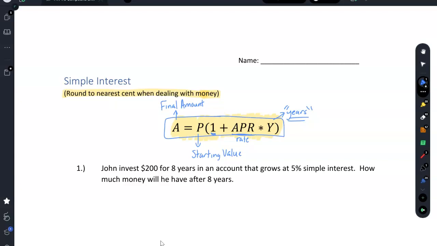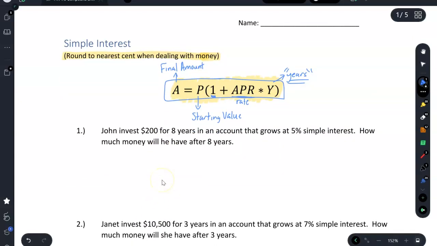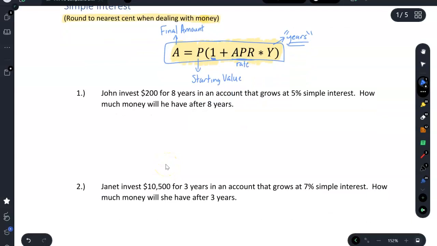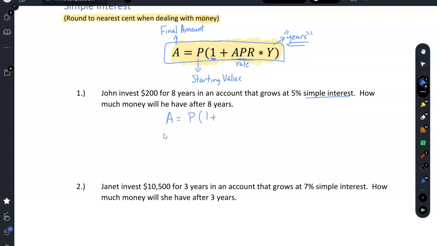Just like my previous homeworks, I'm going to do the odds in this case, and I'm going to let you do the even ones. So you should be able to match up the odd ones with the even ones and work these out. So John invests $200 for 8 years in an account that grows at 5% simple interest. As soon as you see that, what I suggest you do is to write the above formula down for each one of these.